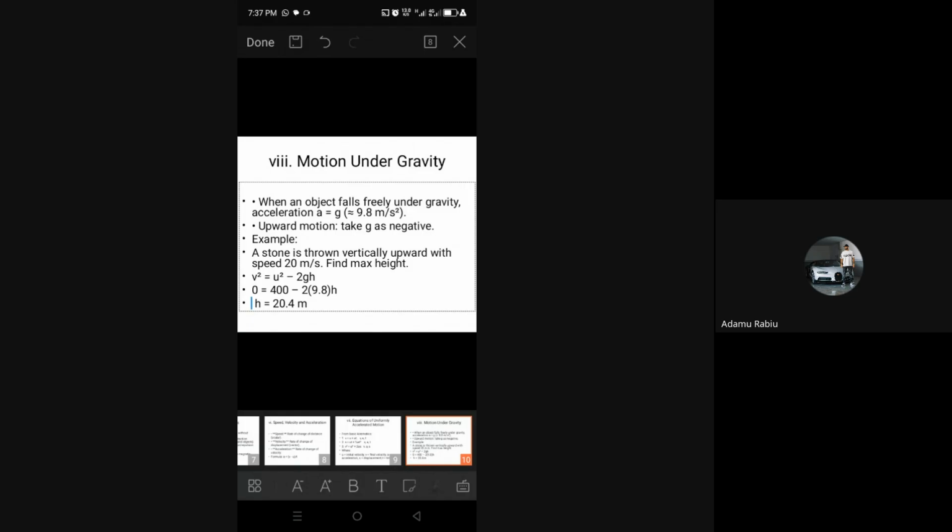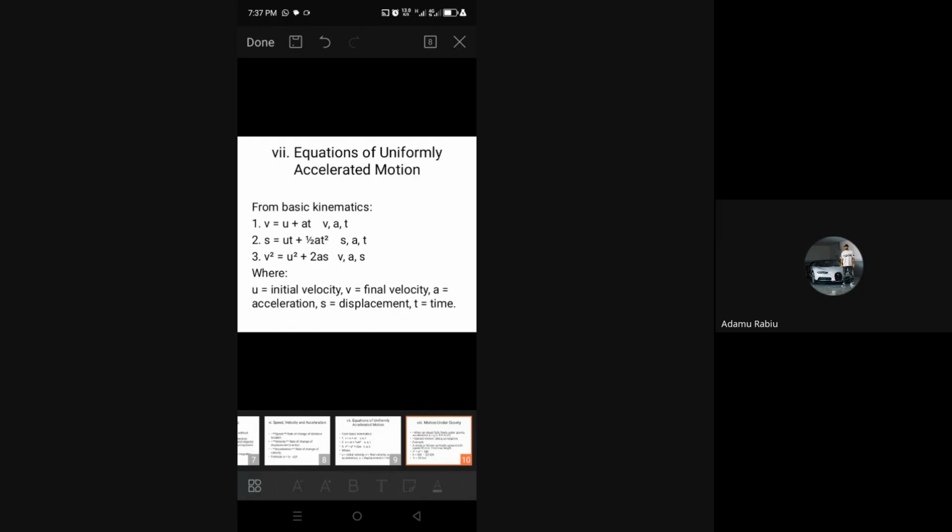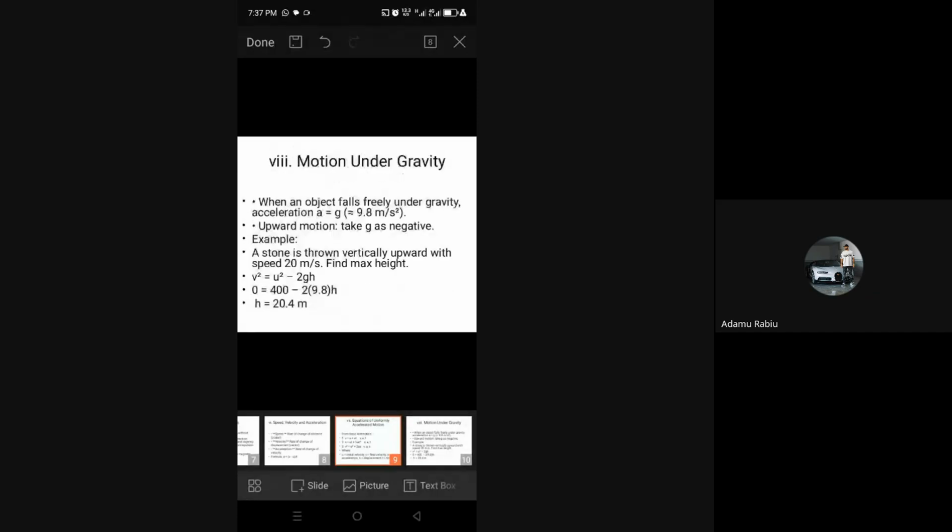I thought there's a relationship between these equations of uniformly accelerated motion and motion under gravity. The difference is that normal acceleration or linear acceleration will become acceleration due to gravity if you are dealing with a vertical motion. So a stone is thrown vertically upward with speed 20 meters per second. Find maximum height. It's just the height they're asking you to reach.